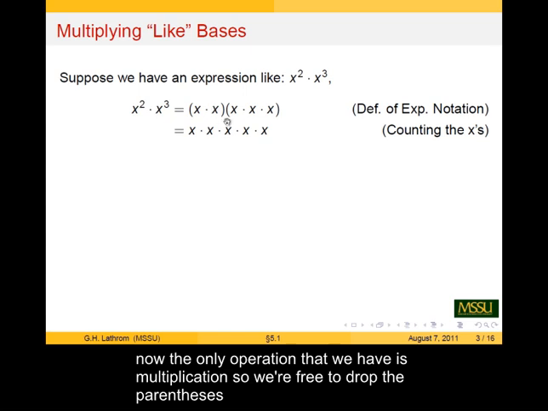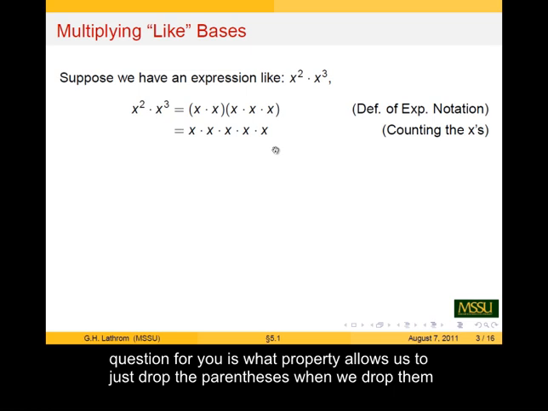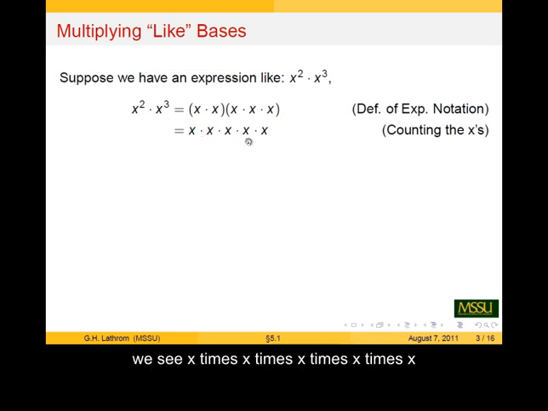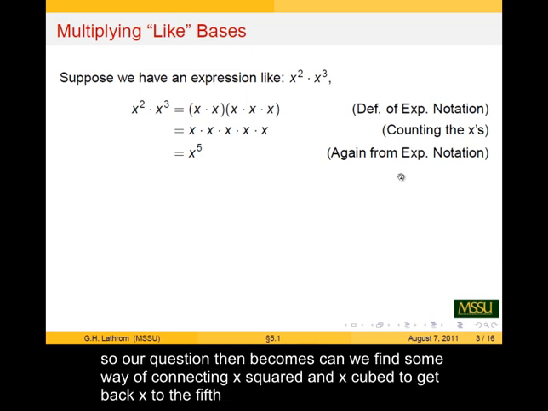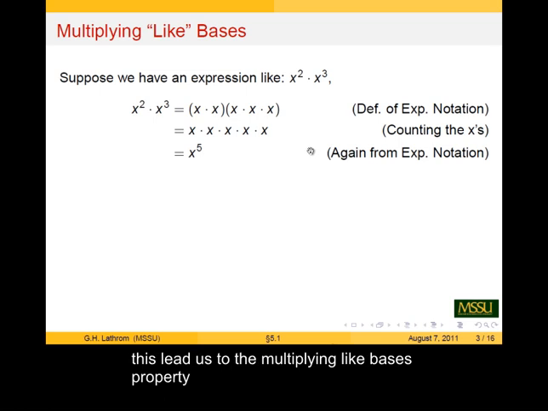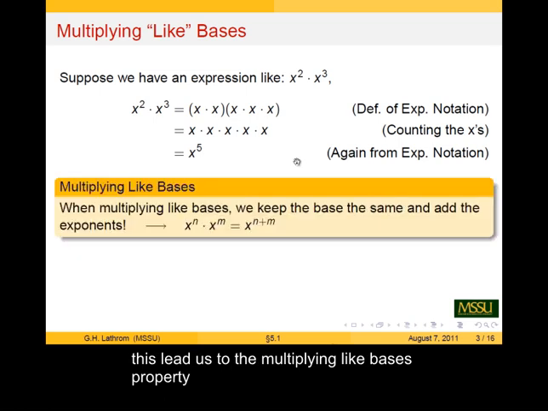Now, the only operation that we have is multiplication, so we're free to drop the parentheses. The question for you is what property allows us to just drop the parentheses? When we drop them, we see x times x times x times x times x. Again, coming back to exponential notation, this is really x to the fifth power. So our question then becomes, can we find some way of connecting x squared times x cubed to get x to the fifth? This leads us to the multiplying like bases property.